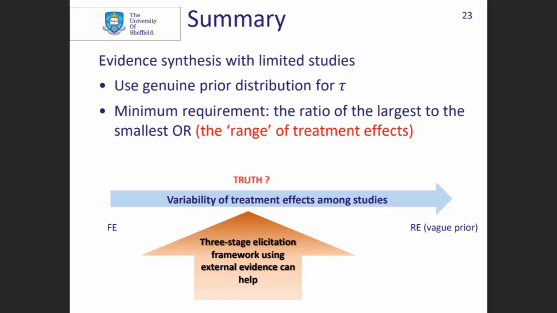So the three-stage elicitation framework using external evidence can help you to determine where more plausible values for the variability should lie on this kind of line. And in turn, it improves the quality of the inferences in the decision making.